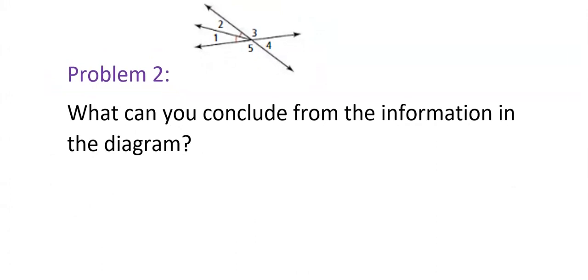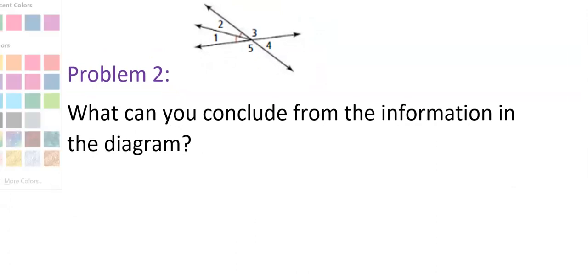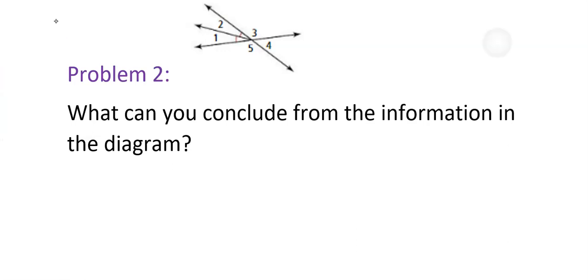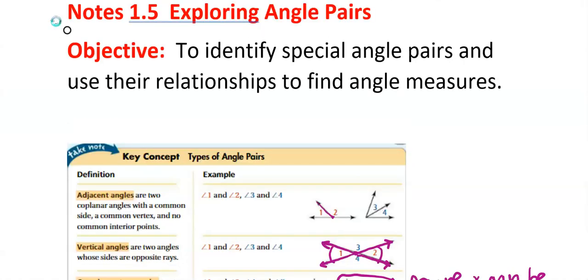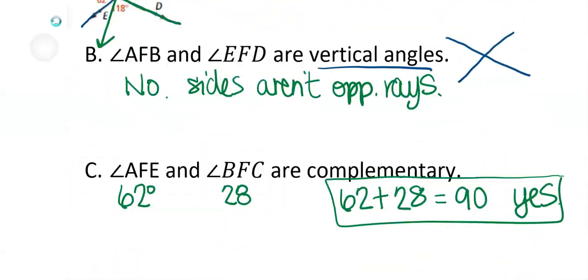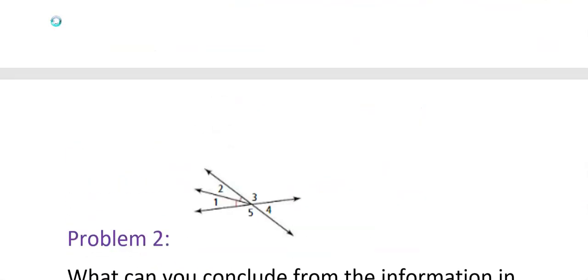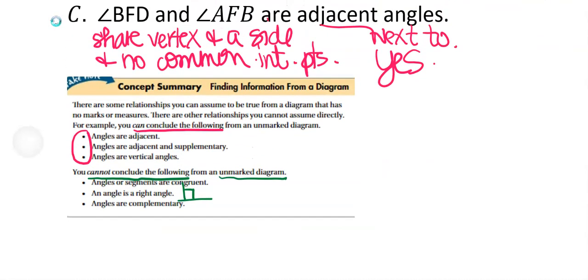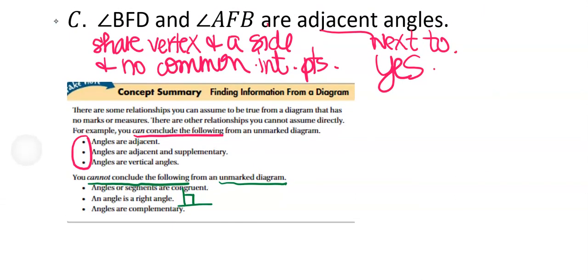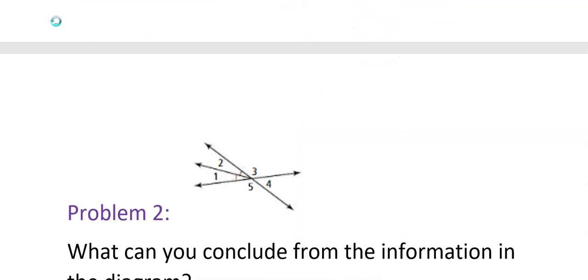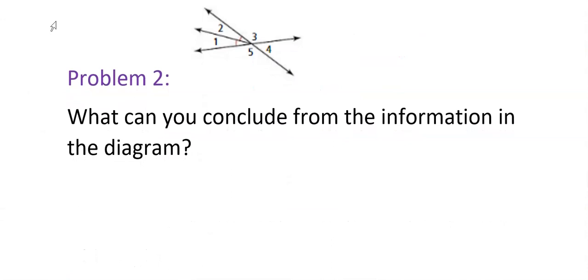What can you conclude from the information in the diagram? All right, so sorry about that. So we're going to look for adjacent, adjacent and supplementary, and vertical. All right, so angle 1 is congruent to angle 2 because of those little arc symbols.